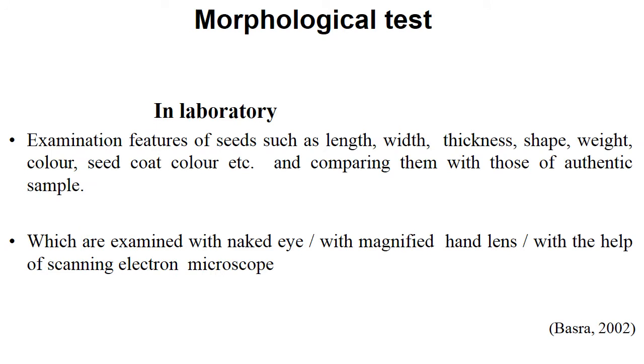Coming to the morphological test or conventional method, in the laboratory, features of seeds like length, width, thickness, shape, weight, color, seed coat color, etc. are examined and compared with those of an authentic sample, with the naked eye, with a magnifying hand lens, or with the help of a scanning electron microscope.